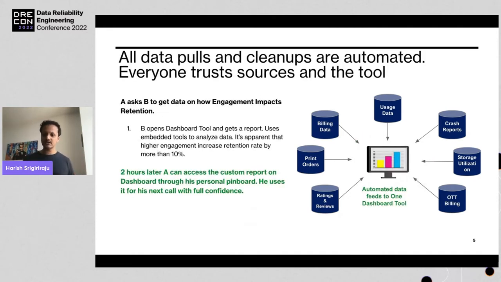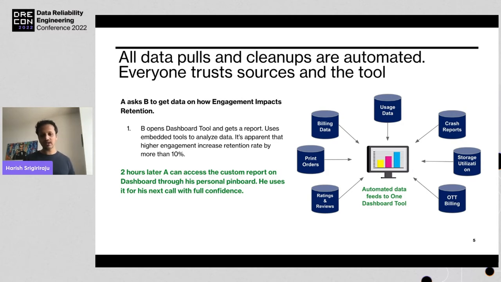Now let's go to an ideal situation. So let's say all of this data is going into one source, a single source of data. Everything is clean. All the ETL process is taken care of. So in this scenario, product leader A asks a data team person B to get the data on, again, how engagement impacts retention. B can quickly open a dashboard tool, get a report, use some underlying analytical tools to analyze this data, and then easily gives a report saying that higher engagement is actually leading to retention. And they're seeing that by more than 10%, there is an impact of engagement on retention. And all of this can literally take 2 hours.